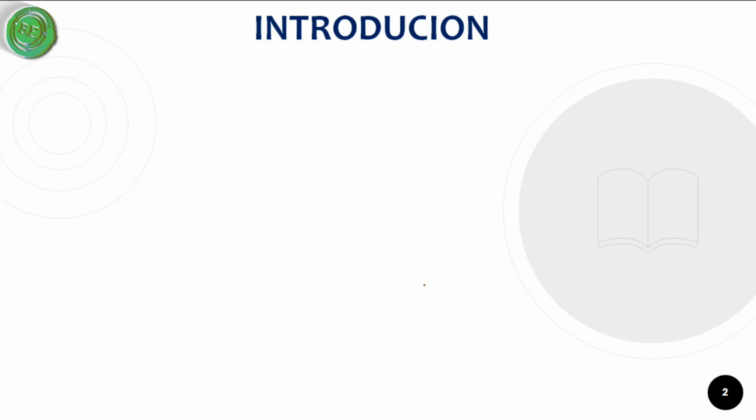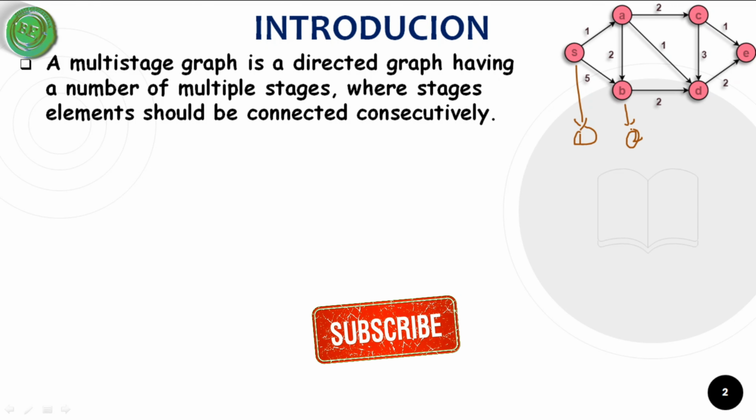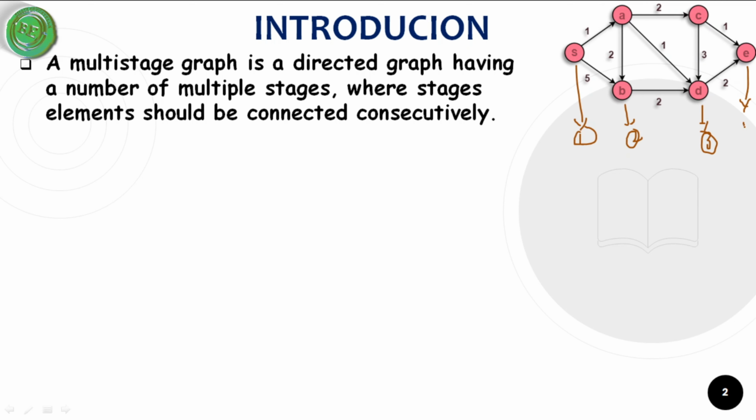Coming to the introduction of the multi-stage graph, a multi-stage graph is a directed graph having multiple stages, where the stage elements are connected consecutively. So here we have individual stages. The stage of S is 1, the stage of A and B is 2, the stage of C and D is 3, and the stage of E is 4. Every stage is connected consecutively and every edge shows a direction to a particular vertex. I think you understood it.